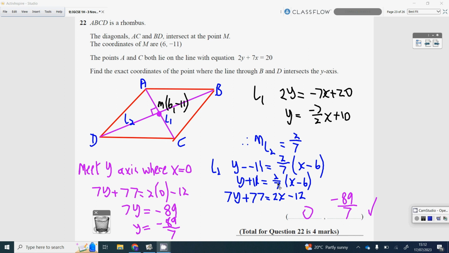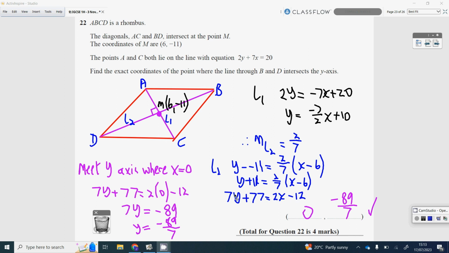Now at this point, I want to undo this dividing by 7, so I'm going to multiply through by 7. So multiplying my left-hand side by 7, I get 7y + 77, so that undoes the 7 on the right. And then I'm just going to do the claw: 2 times x is 2x, 2 times -6 is -12. So that is an equation for my line 2. I could have tidied that up, but I've just decided to use it as is.